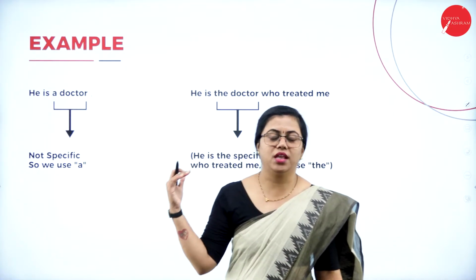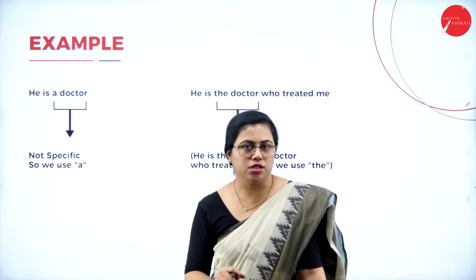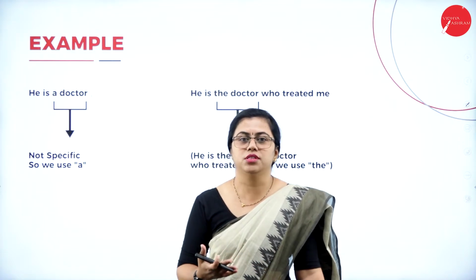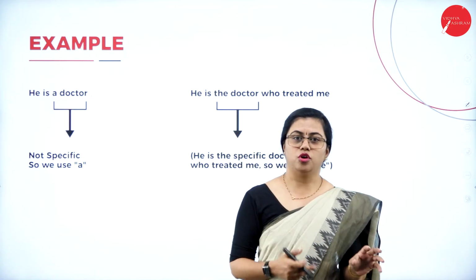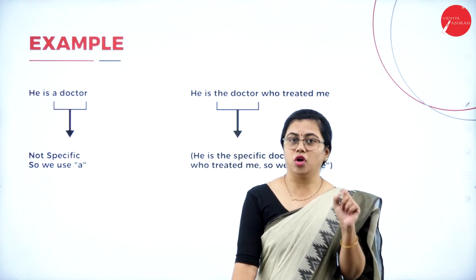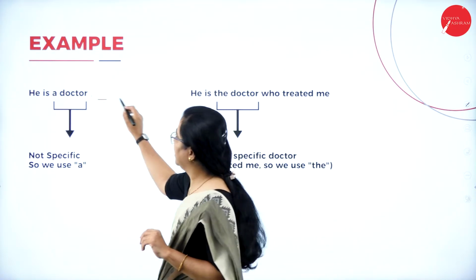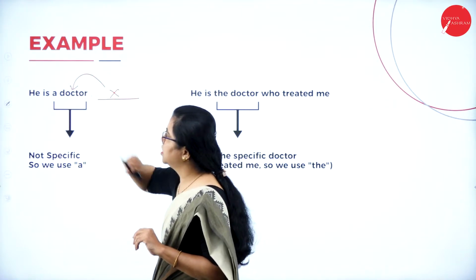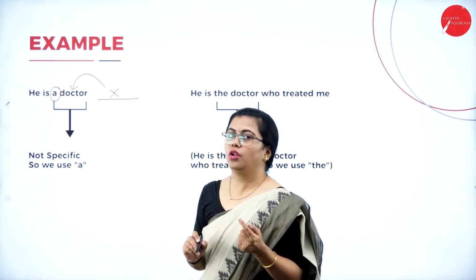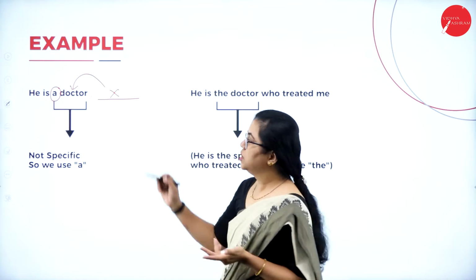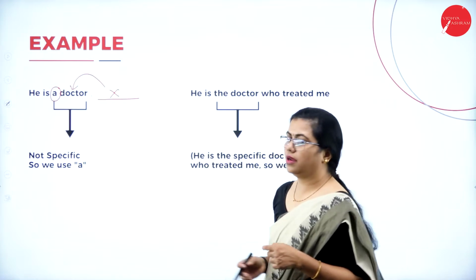Suppose somebody is wearing a white overcoat and going, so I just show them and say he is a doctor. Or if I'm talking about my brother or my father or somebody, I say he is a doctor. That time I'm talking about somebody who is a doctor, a general statement. I'm not giving any extra information about this doctor at all, so I am using an indefinite article. You already know a and an are indefinite articles. I'll tell you when to use an, but here a goes well.